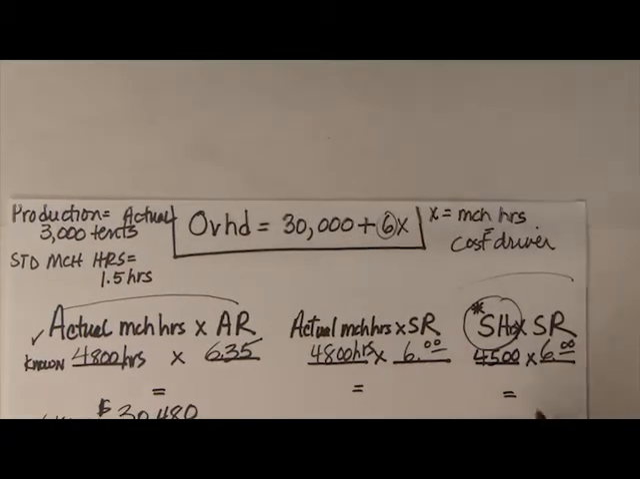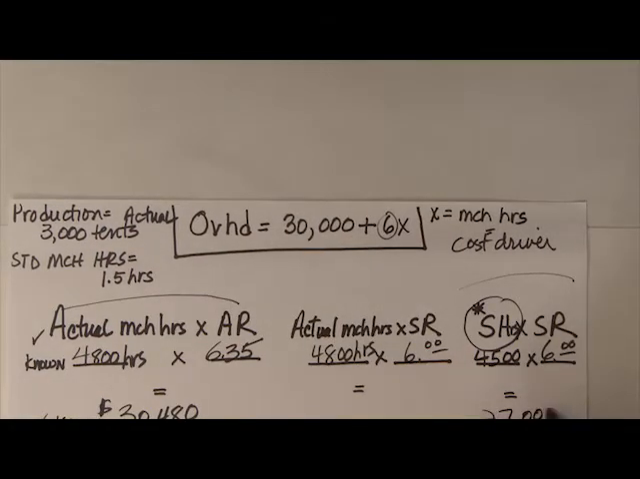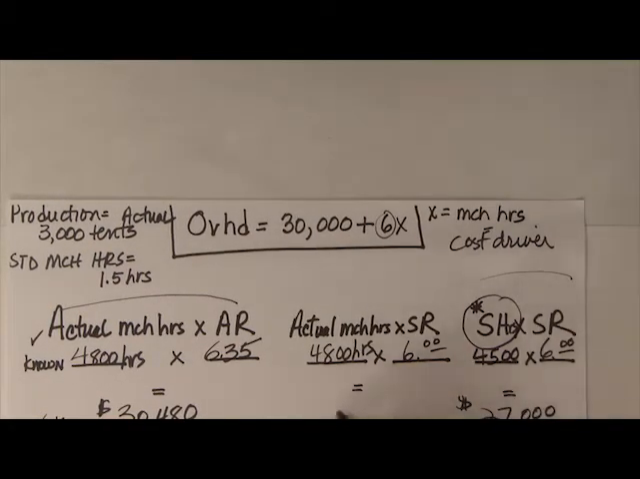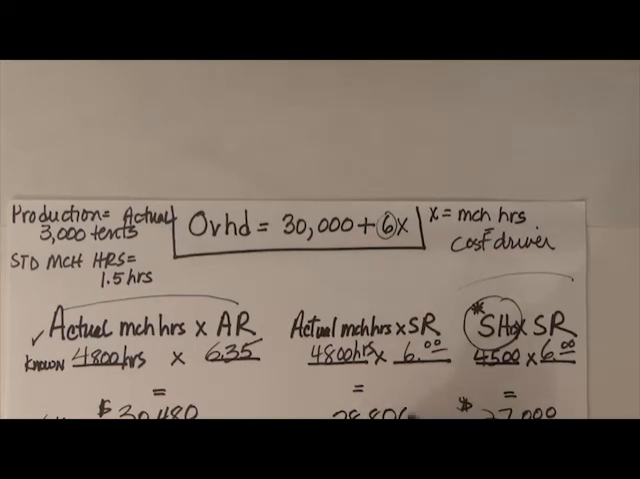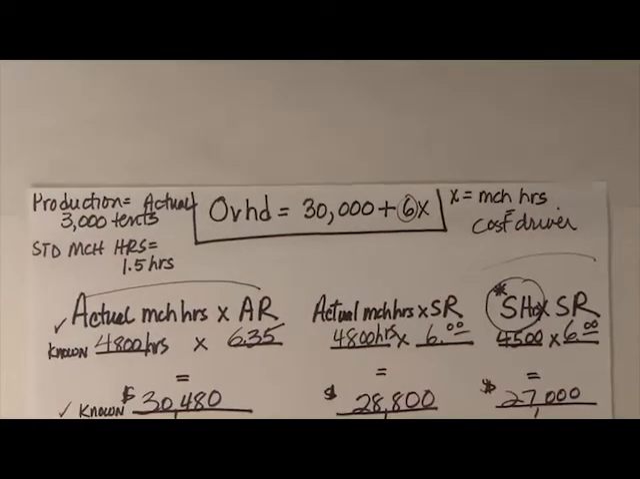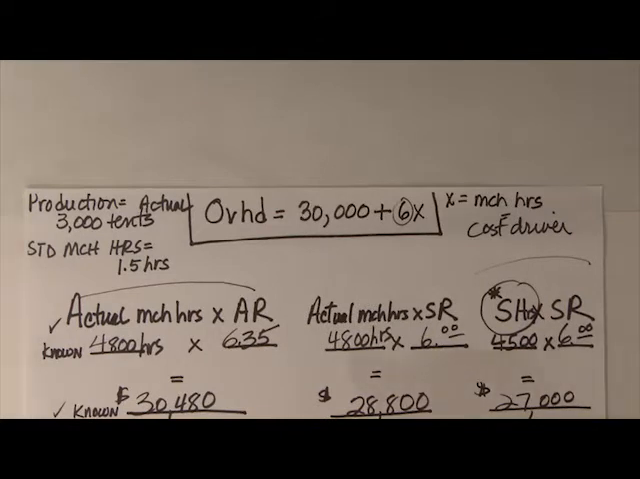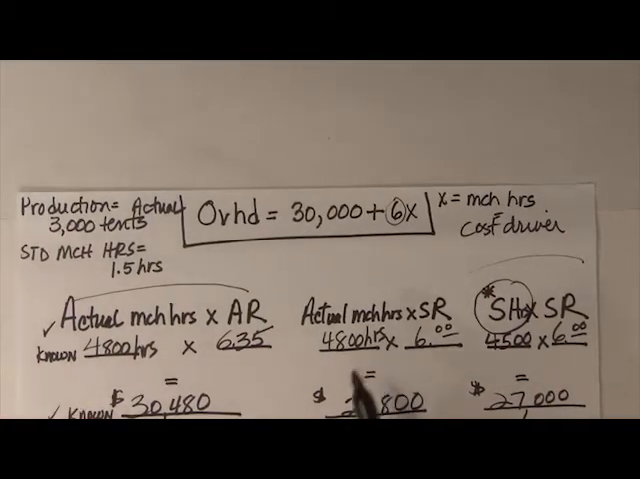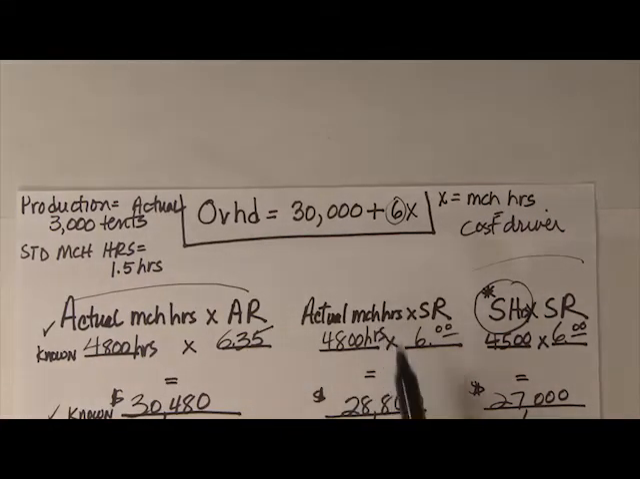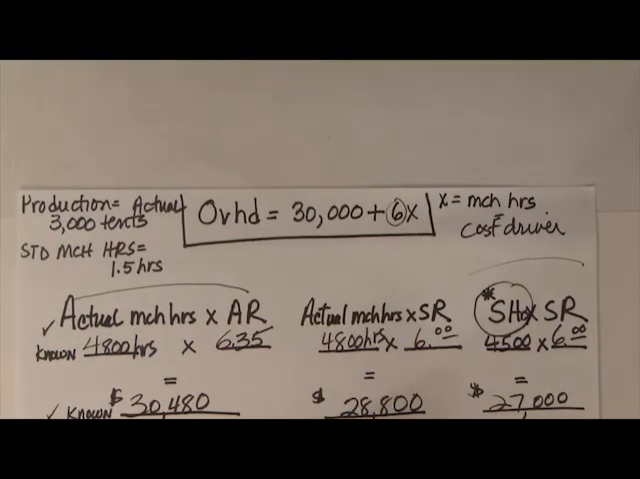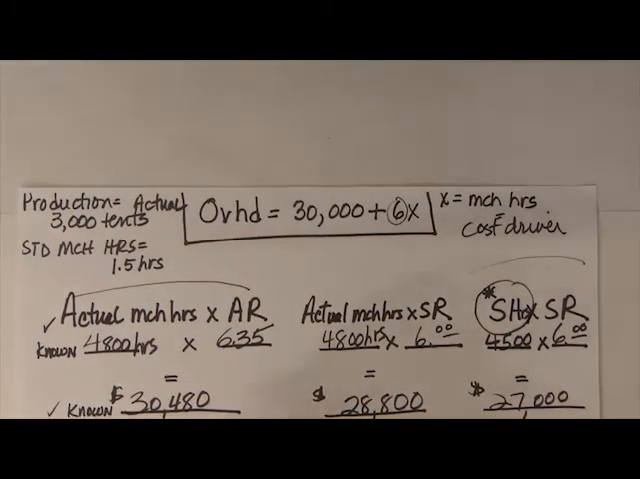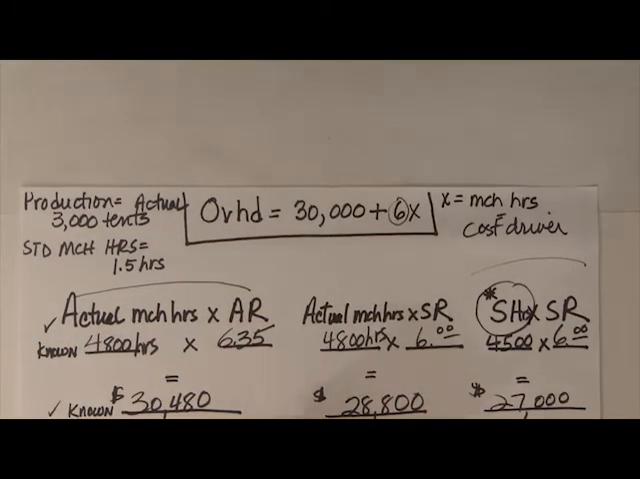So let's fill in all the blanks. We get 27,000 here. We get 28,800 here. And we can see, if we isolate the actual machine hours, that the rate was higher than we planned. So the spending variance is unfavorable by $1,680.